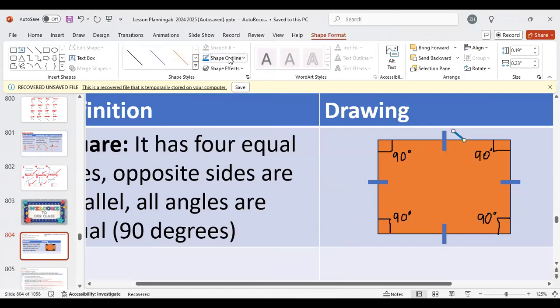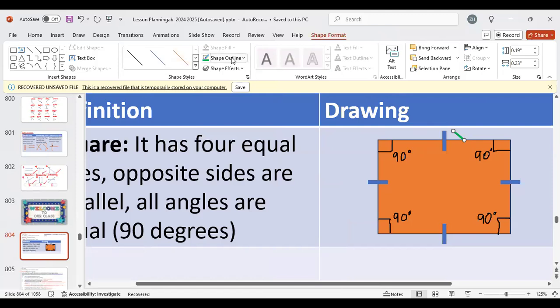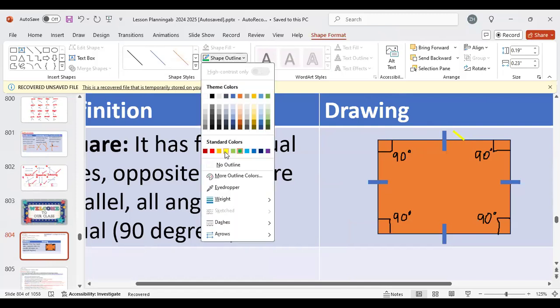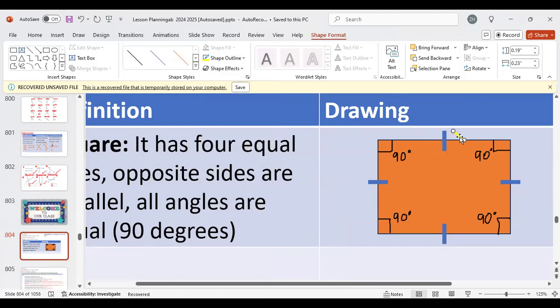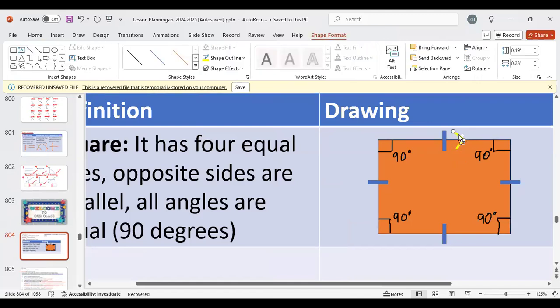You see these 4 lines? What do the 4 lines mean on the diagram? They mean that they're parallel. Very good. I think I could use a different color. No, not parallel. The 4 lines. Oh, they mean that they're equal. They're equal. Very good. So that means that all of the sides are equal in measure.